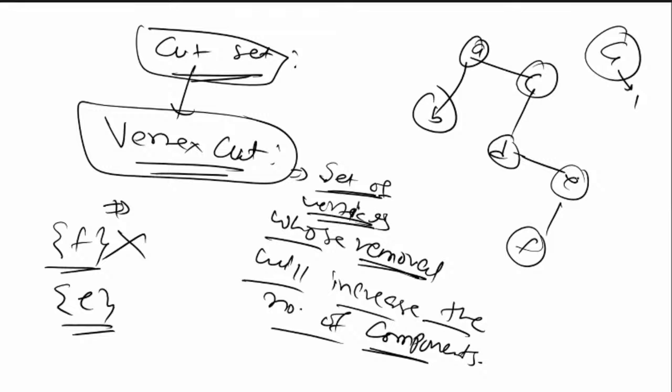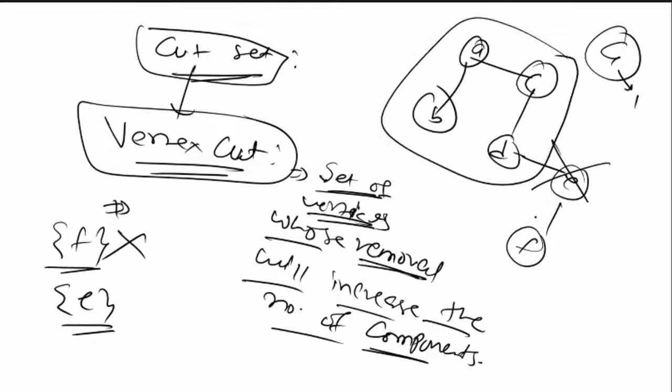This e is a vertex cut, yes, because if you remove this e, you can see this is one component and this is another component. This will become disconnected, so the number of components will increase. That is the point. Right now you have only one component. If you remove e, then the number of components will become 2, so there is an increment from 1 to 2. The number of components will increase, so that's why this is a cut set.